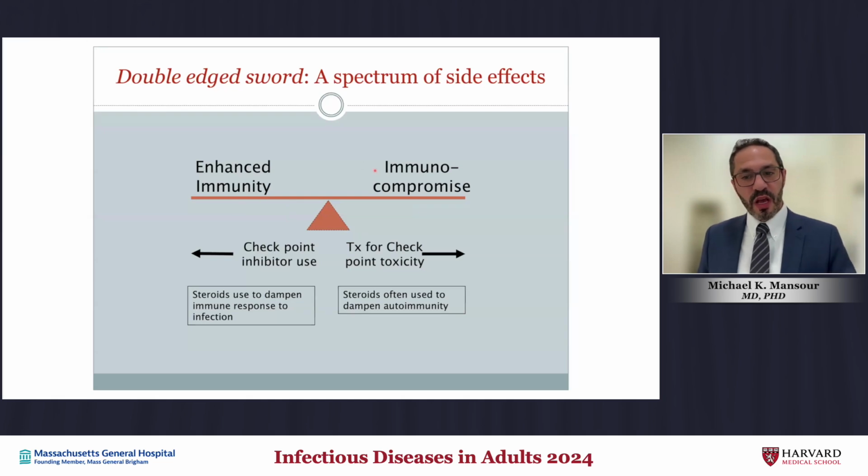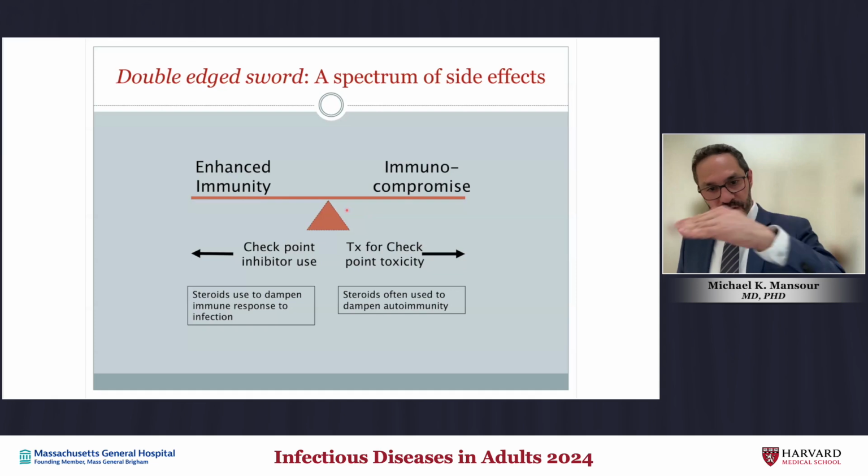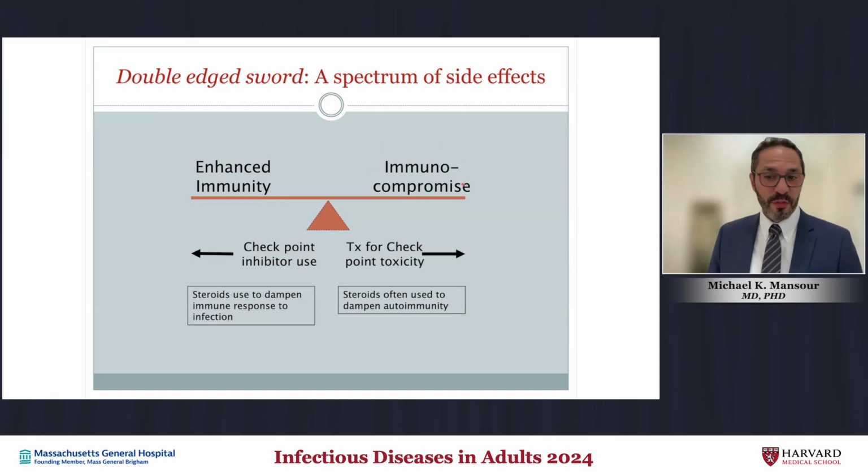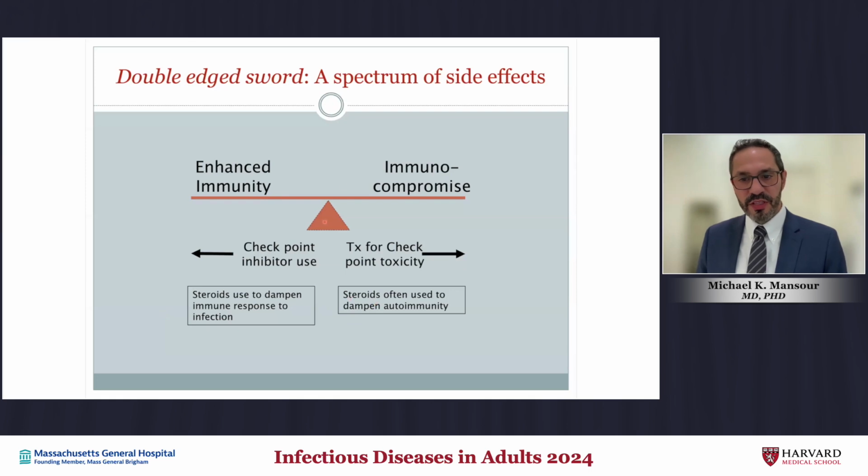And if we do that a little too potently, then certainly we can tip the scale to the right side and now have an immune compromised individual. And that's really where I see most of the infections occur. It's the individuals who had a little autoimmunity in response to their checkpoint therapy, and then we add steroids or other immune modulators to really quiesce those side effects. But we go overboard and we now produce a real immune compromised patient because we've given them too many steroids or other anti-inflammatories.